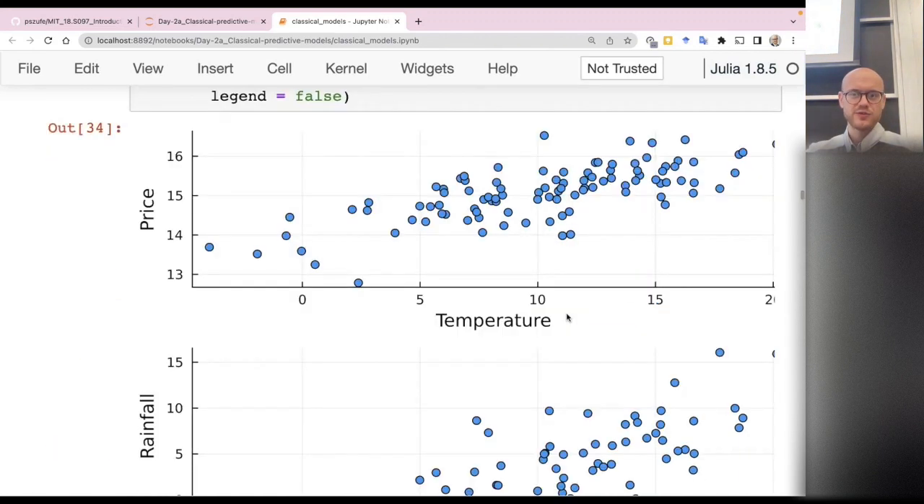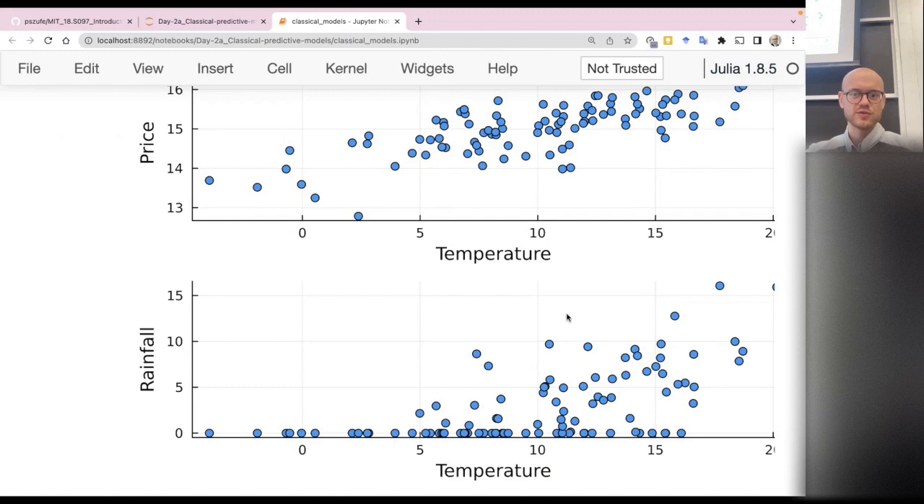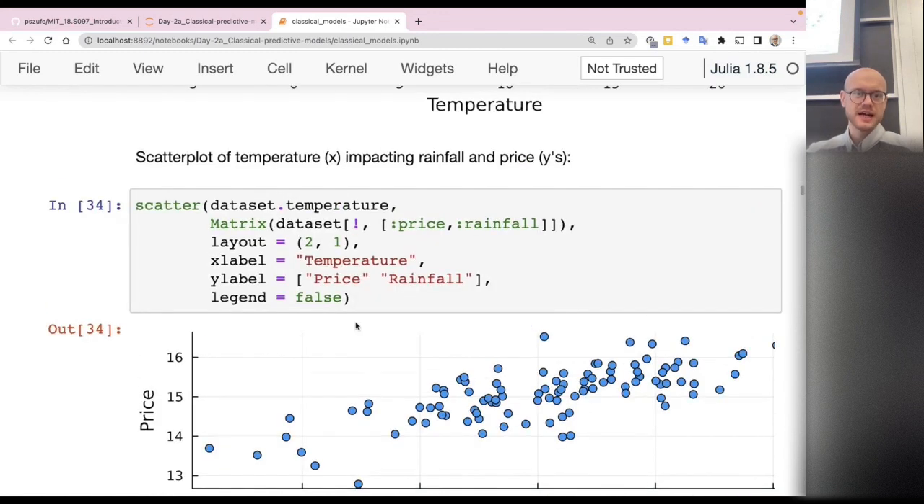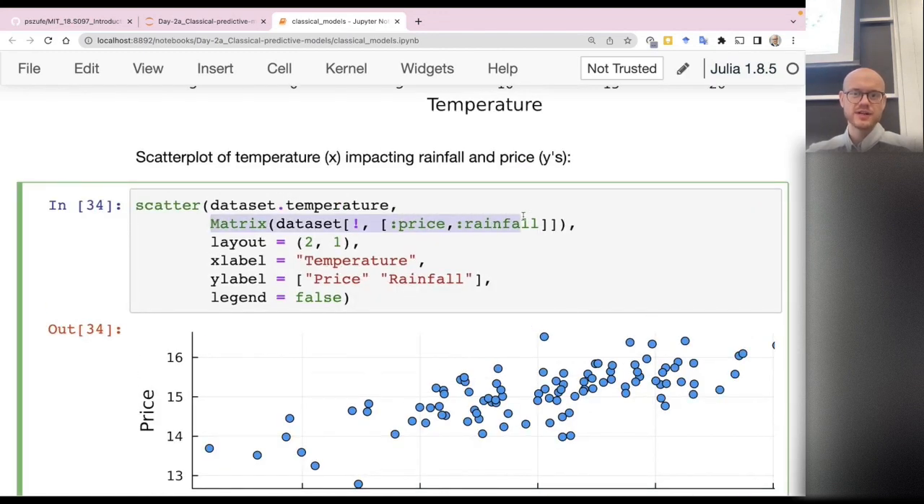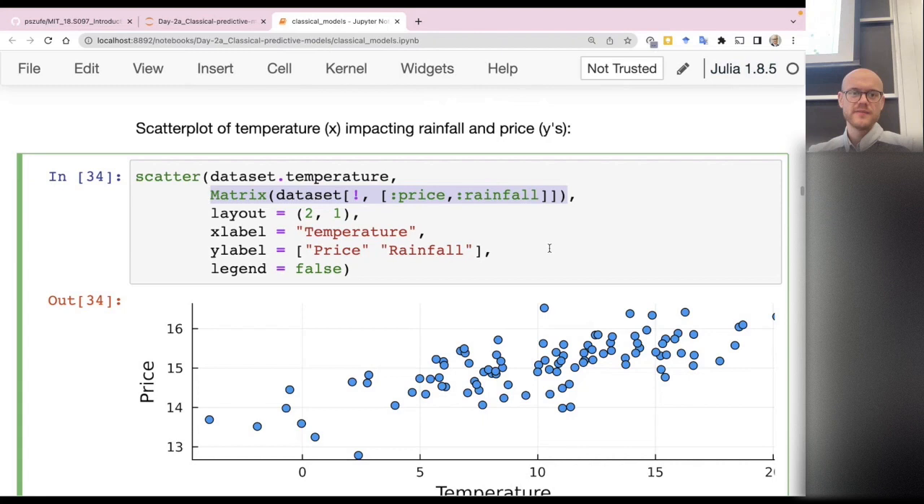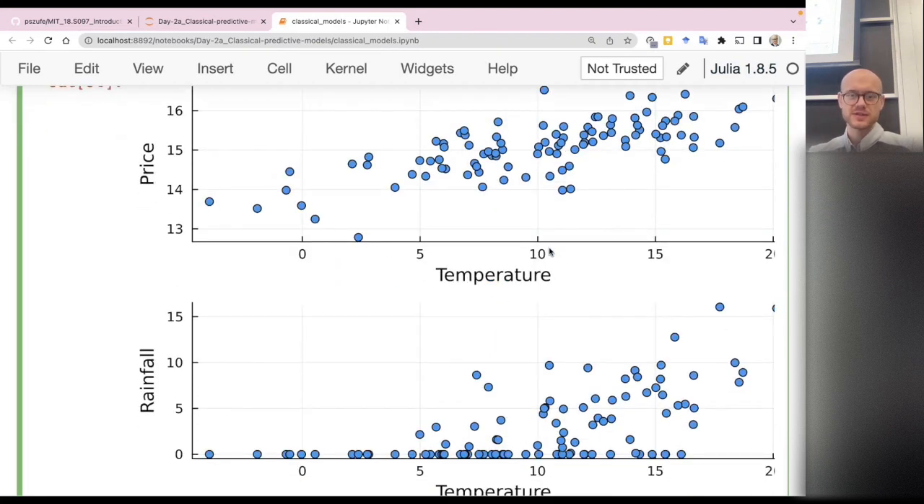So here we have two scatter plots. What is nice in Julia is that using one command, you can output two scatter plots, or even three or more, as you will see soon. We are just entering here a matrix instead of one series, one vector. We have the matrix of the price column and rainfall column. So the output is these two nice scatter plots.